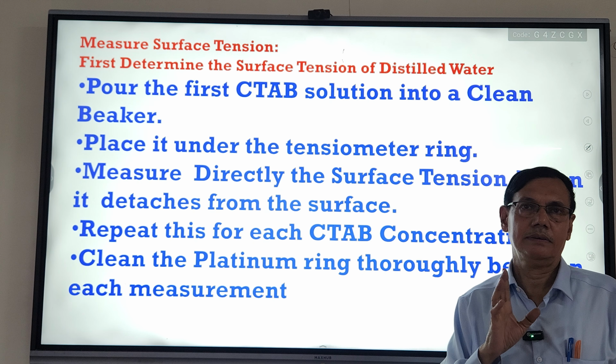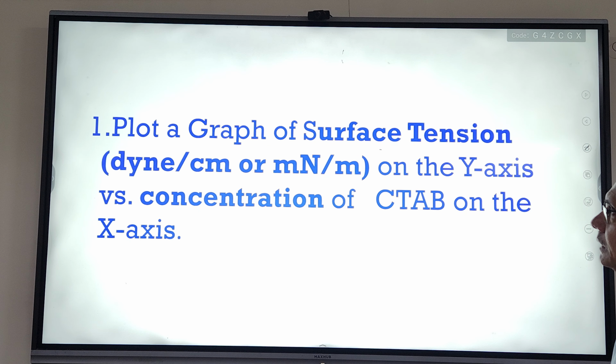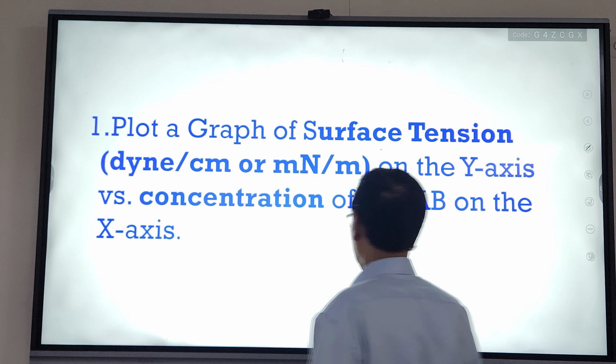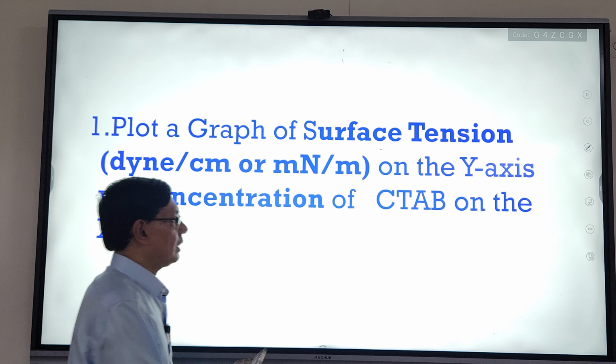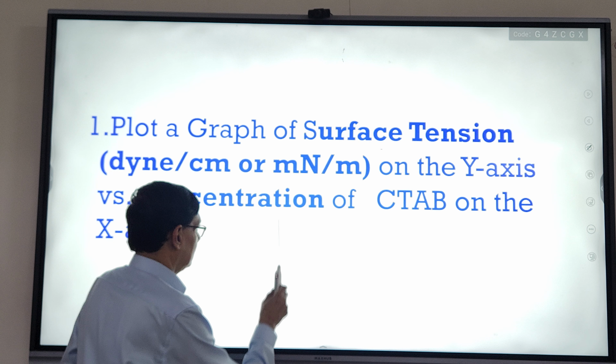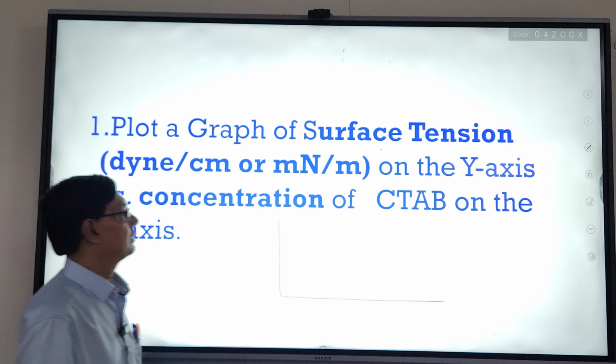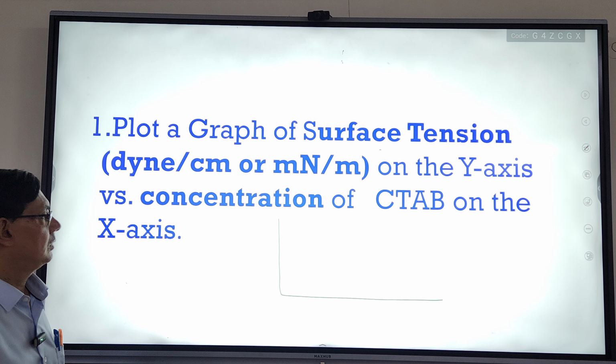आप जितने, मान लो सपोज यू हैव प्रिपेयर्ड 7 सोल्यूशन, तो 7 बार आप उसका सरफेस टेंशन निकालिए. क्लीन द प्लेटिनम रिंग. हर बार आफ्टर ईच एक्सपेरिमेंट यू हैव टू क्लीन दैट टेंसियोमीटर. एंड अल्टीमेटली लास्ट में, सपोज देयर आर 5 सोल्यूशंस एंड यू प्लॉट the surface tension and concentration, whatever. I am just talking about the surface tension method, not the conductance method.